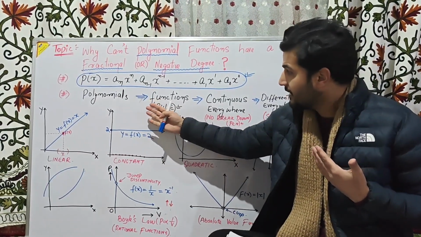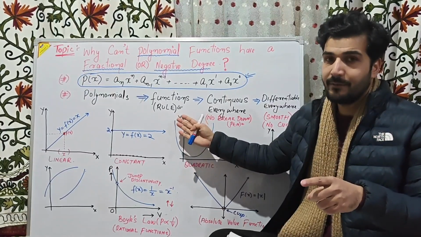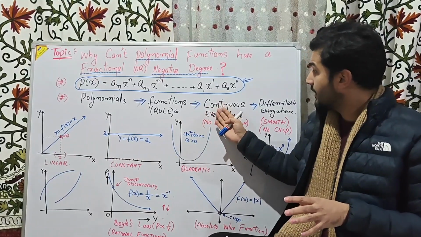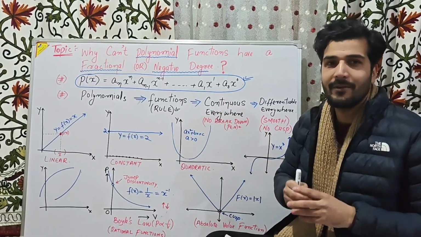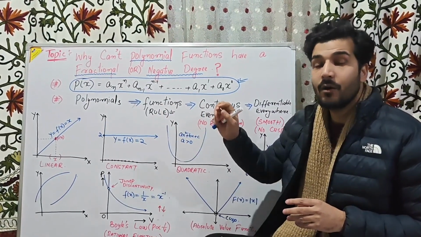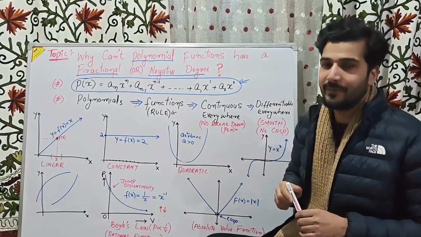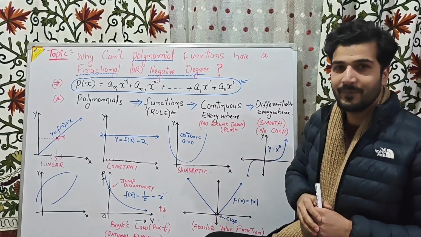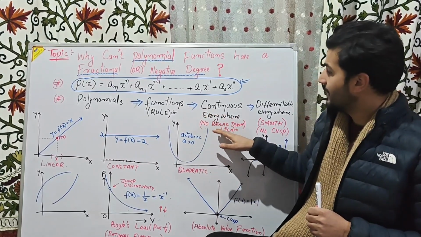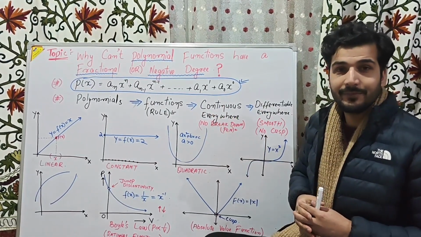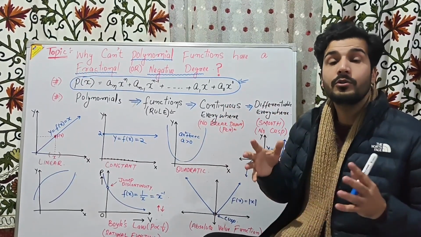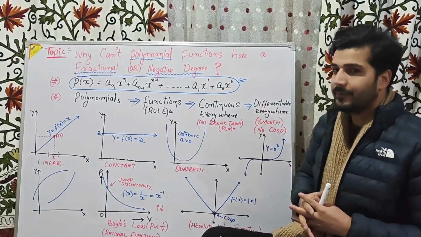Polynomials are functions, but they are a special type of function. What special type? They are continuous everywhere. We can draw the graph of polynomial functions without lifting the pen off the paper. This is the graphical interpretation. So polynomials are special functions that satisfy the property of continuity. Not only this, polynomial functions also satisfy the property of differentiability.